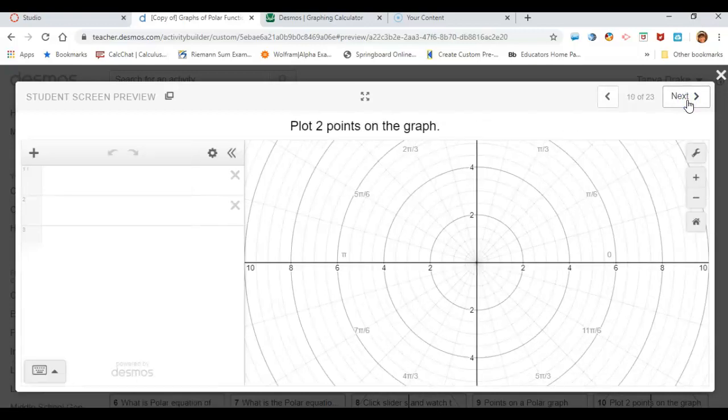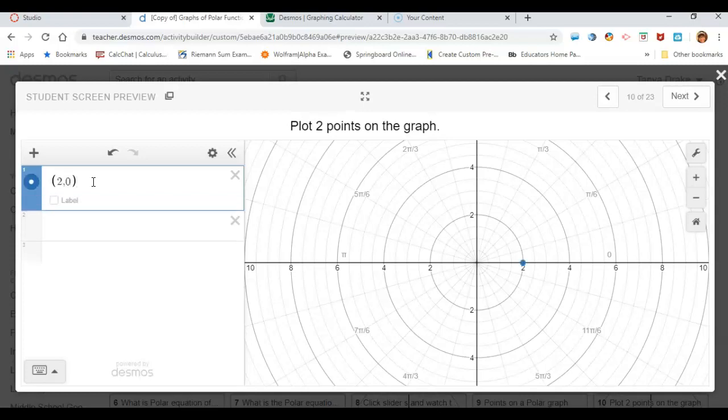Next, our students will be asked to plot 2 points on the graph based off of what they learned on the previous screen. And hopefully they'll note that they need to use some sort of parentheses and some number. I'm just going to do 2, 0. And then hopefully you can see the point there. All right, I'm going to take that off.